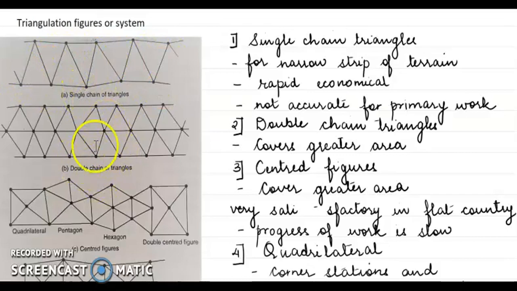Now, double chain triangles, obviously this is way better than the first one. Okay, so this covers the greater area. In the third case, centered figures. You can see this. Okay, these are centered figures. So you have one point and you have surrounding 4 points. So this is obviously going to be way more accurate than the previous two. Your spread is more, your coverage is more, it's more satisfactory, and this is more useful especially when your terrain is not very steep. If it's a flat terrain, then you go for this.